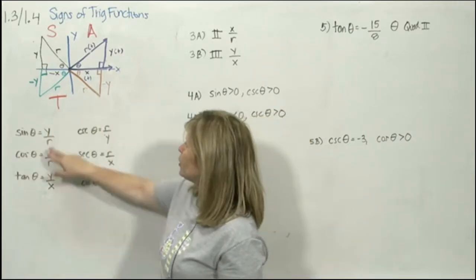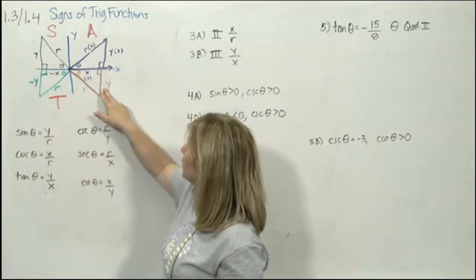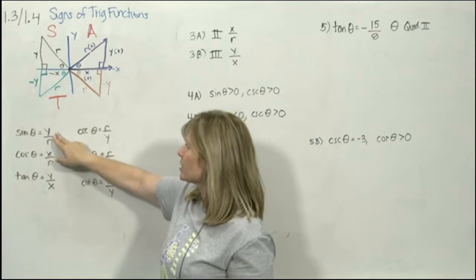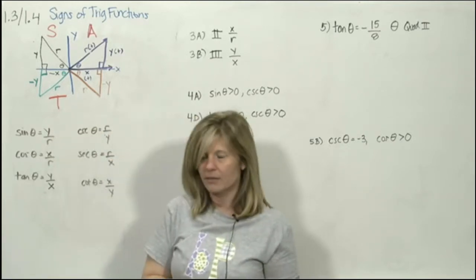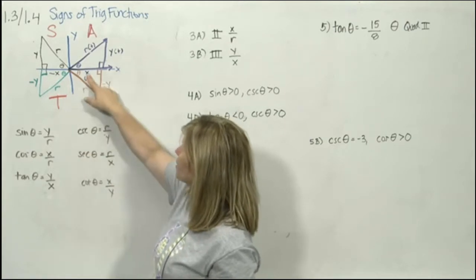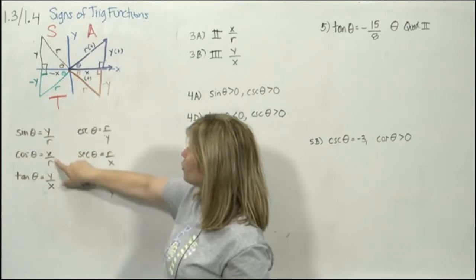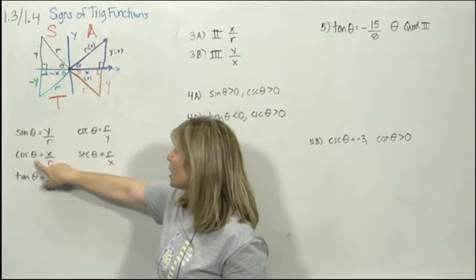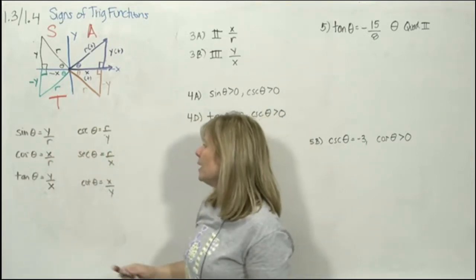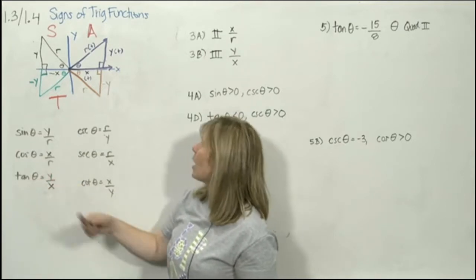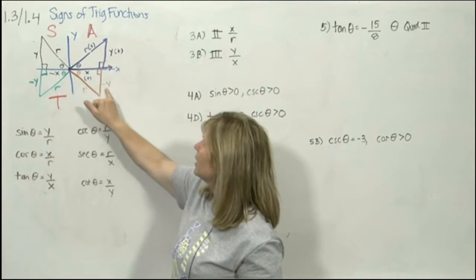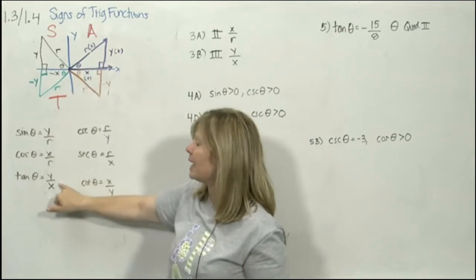Well, if we do sine, y over r, that's a negative over a positive, that would be negative. So if sine is negative, cosecant's negative. If we do cosine, x over r, x is positive, r is positive, so this would be positive. If cosine's positive, its reciprocal secant is positive. If we did tangent, y over x, y is negative, x is positive. A negative divided by a positive would be a negative.